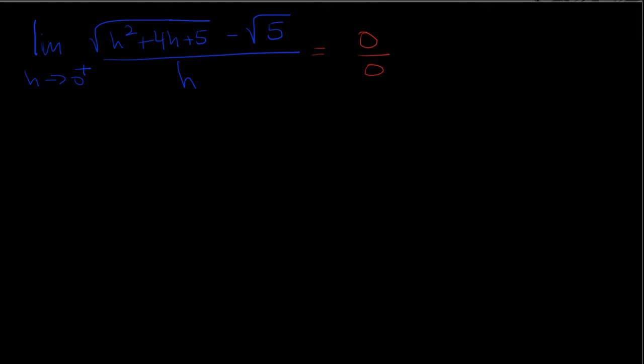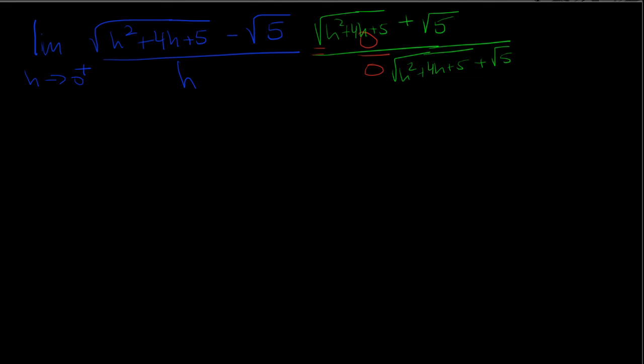So the way I'm going to solve this limit is by taking the conjugate of the top and multiplying it to the top and the bottom. So the conjugate will just be the square root of h squared plus 4h plus 5, and then plus square root of 5, over the square root of h squared plus 4h plus 5 plus square root 5.